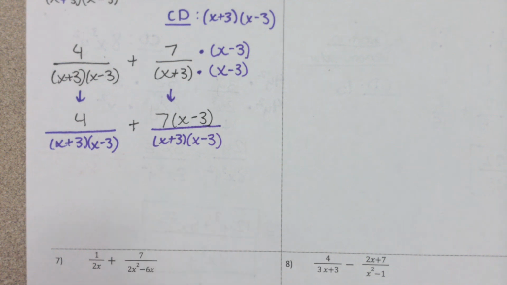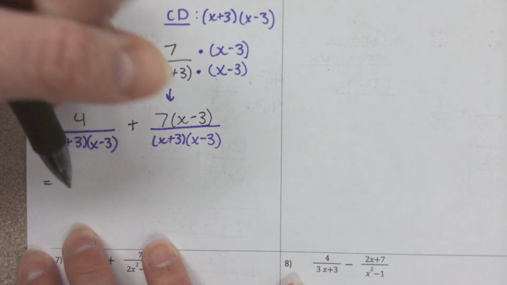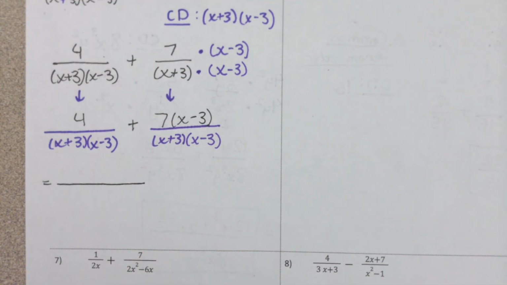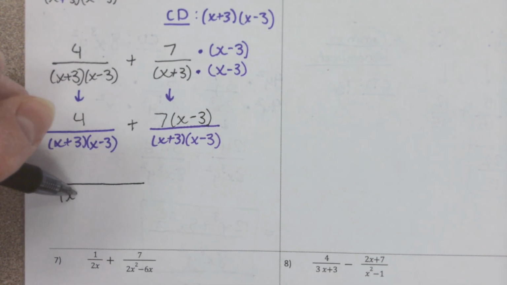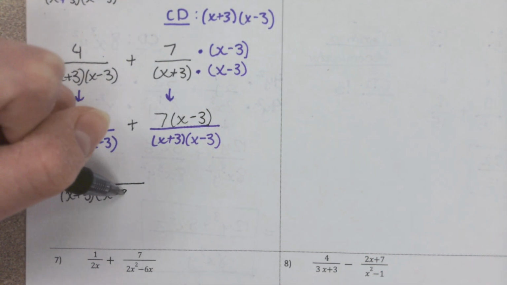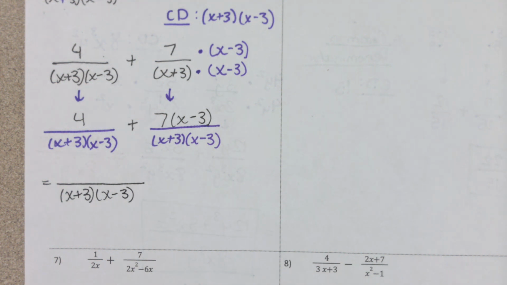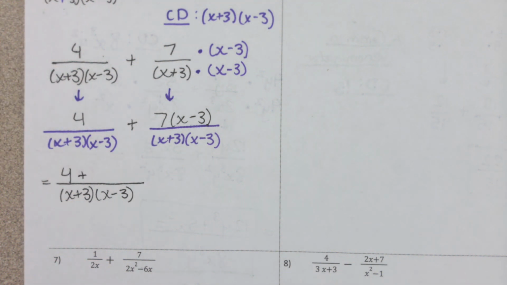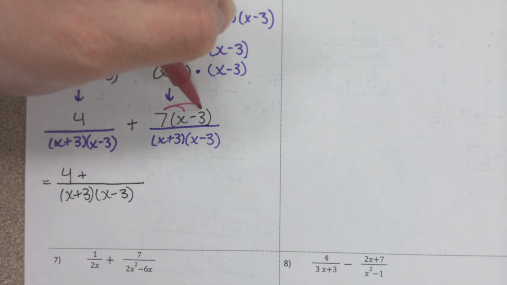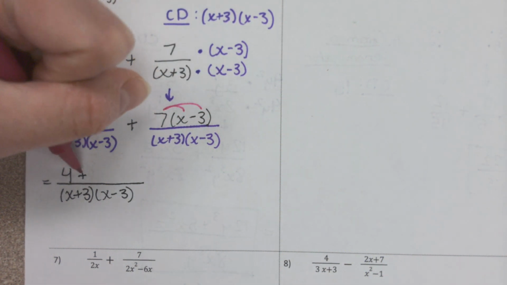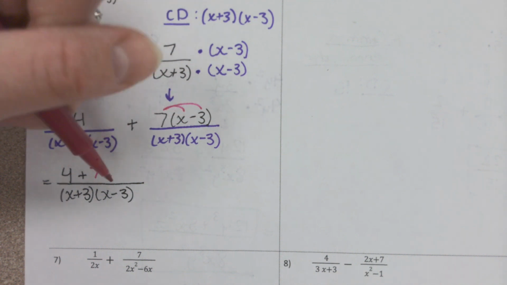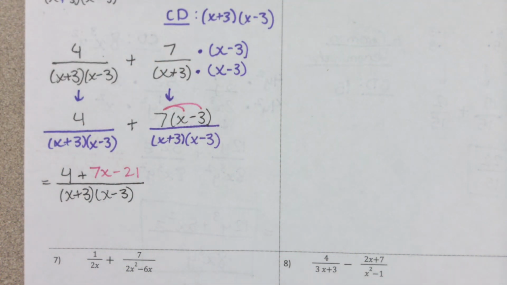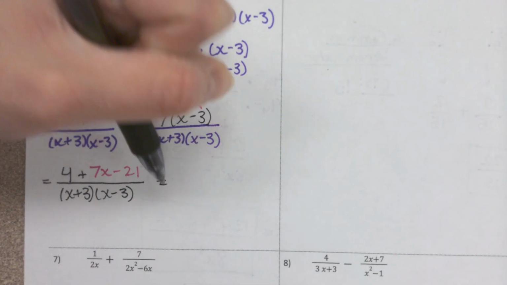Now that they have the same denominator, I can properly add them. Write the denominator and write it one time. X plus 3, x minus 3. First fraction, I'll just bring down that 4 and then the plus. Second fraction, we can distribute once again. So I'll do that now. 7 times x is 7x. 7 times negative 3 is negative 21. One more step and then I'm done.